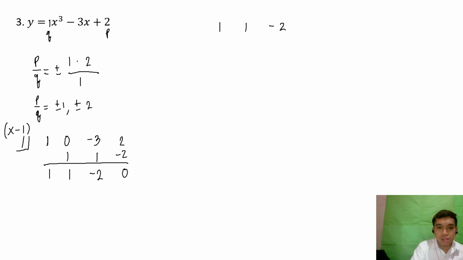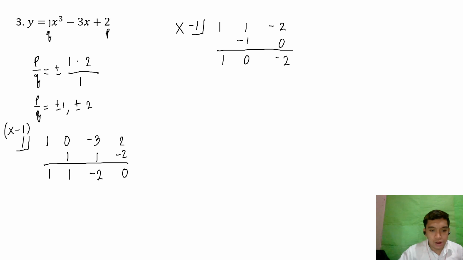Okay, so gamitin natin yung negative 1. Try natin yung negative 1. So, bring down 1. 1 times negative 1 is negative 1. 1 plus negative 1 is 0. 0 times negative 1 is 0. So, the remainder is negative 2. Okay, so therefore, hindi itong negative 1. That is wrong. So, hindi siya factor ng ating polynomial function. So, gumamit tayo ng another possible root.